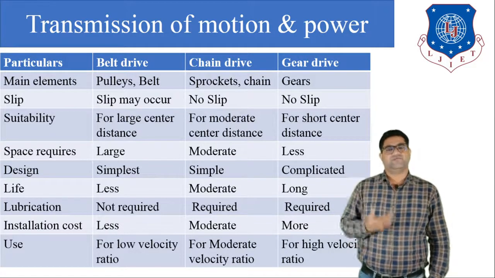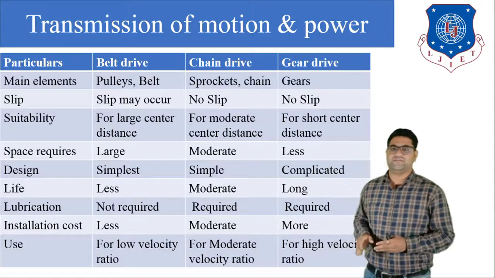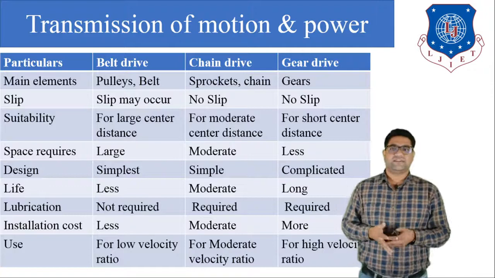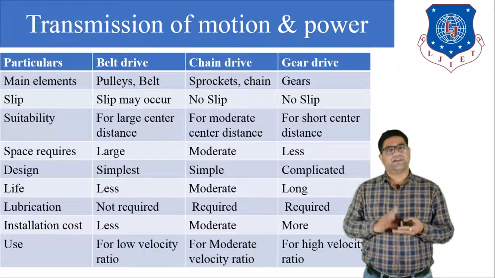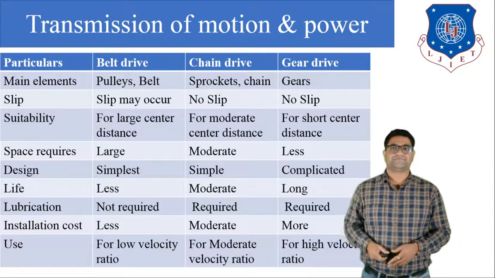The chain drive is used for the moderate velocity ratio, and for the high velocity ratio generally we use the gear drive. Okay, so this is the comparison between the three basic drives: belt drive, chain drive and the gear drive.